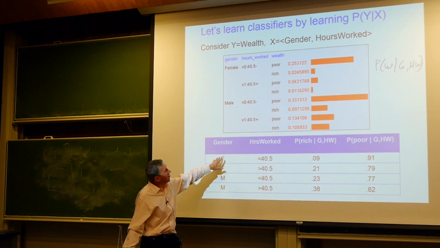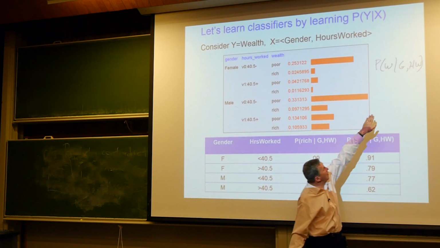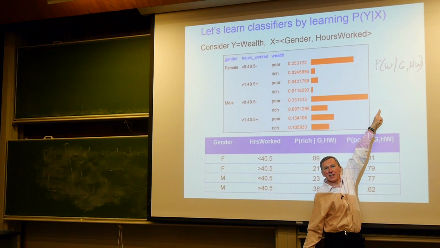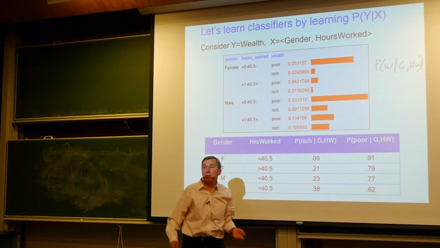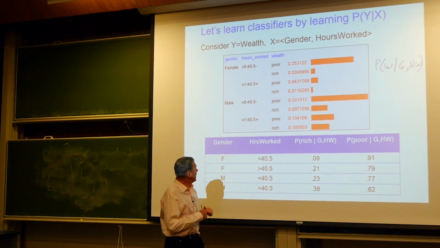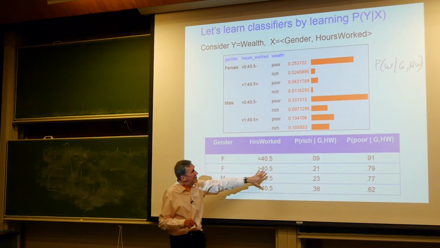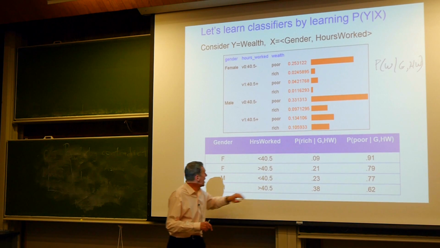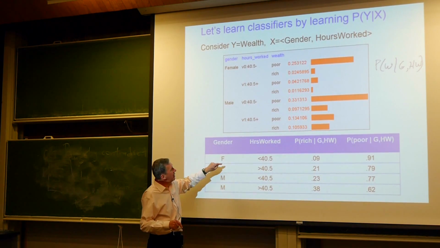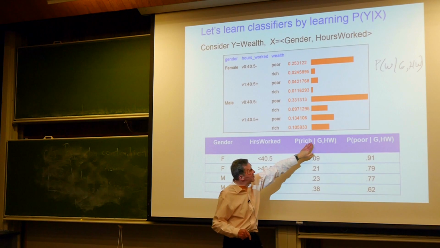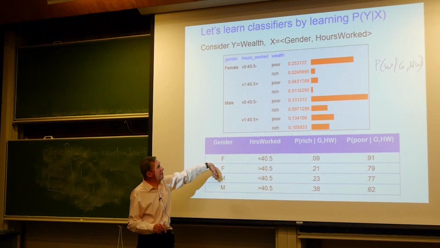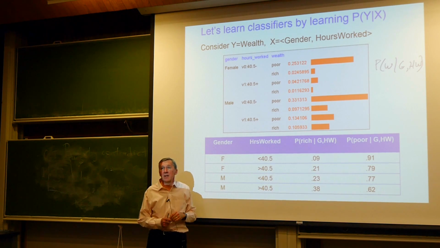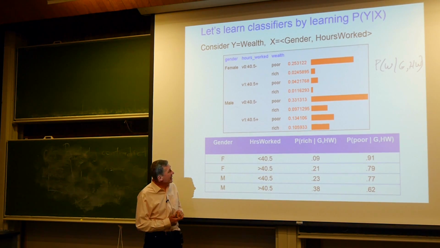So, in fact, if the only thing I care about is this conditional probability, let's predict wealth from gender and hours worked, then I could just try to learn this shorter table, which tells me the probability that I'll be rich or poor, depending on the 4 possible values for gender and hours worked. Okay, so you can see that.